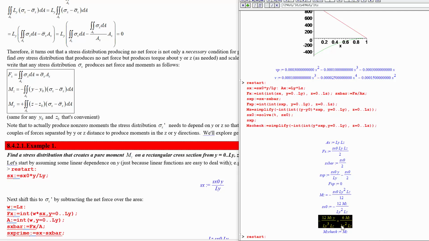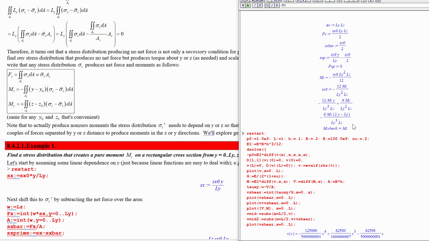So we just make a function which is 6 times Mz over this thing and negative 12 times Mz times y over that thing. Maybe we can simplify it a little bit. What about factoring this thing? Will that help us out? Yeah, that looks pretty nice. Go Maple. So negative 6 Mz times 2y minus Ly over Ly cubed Lz.